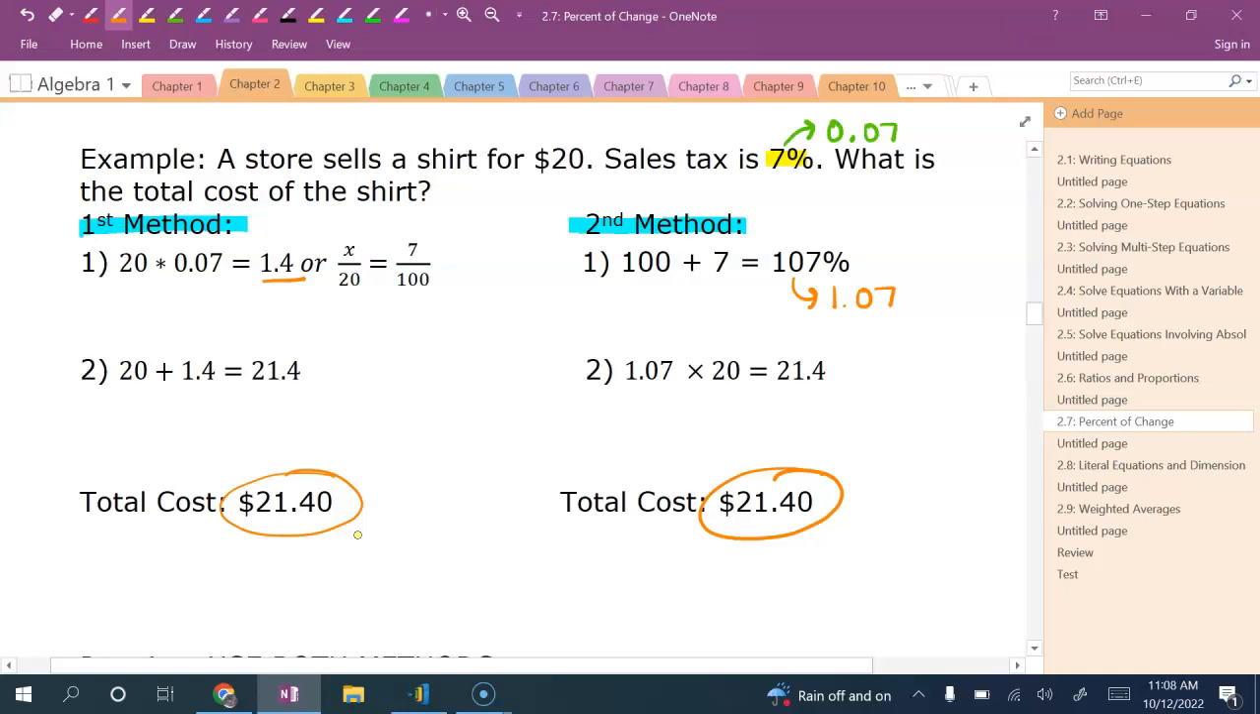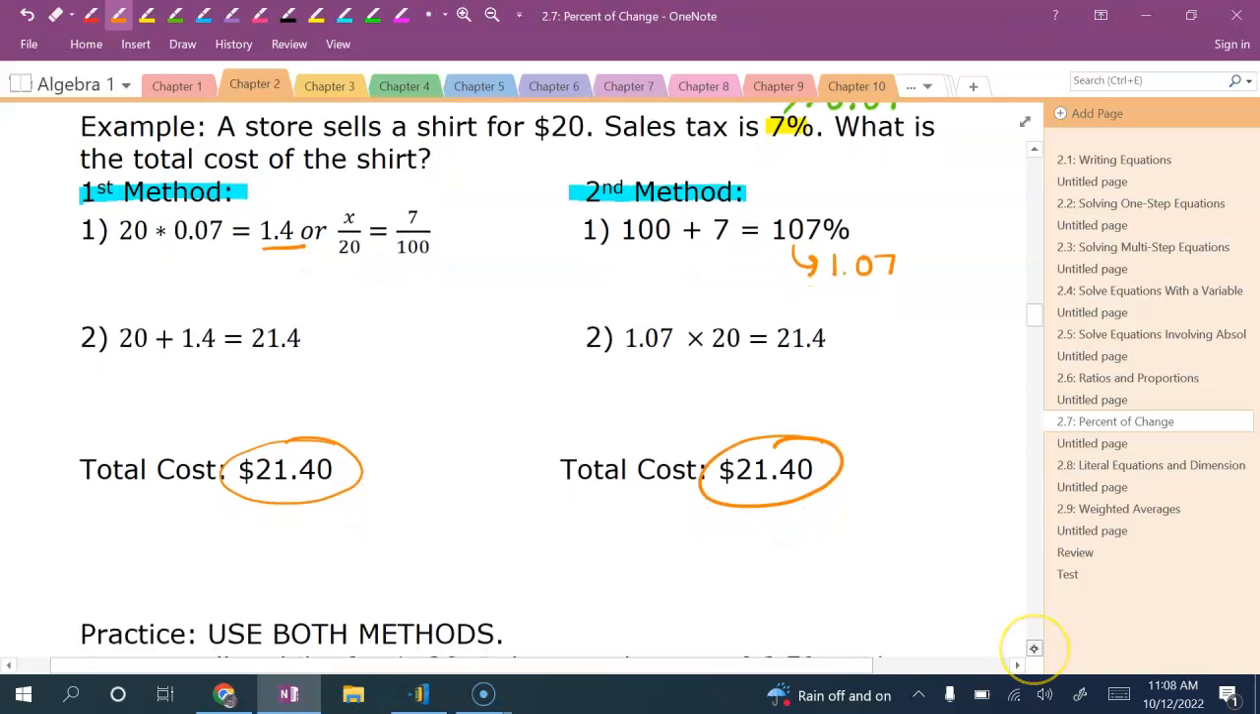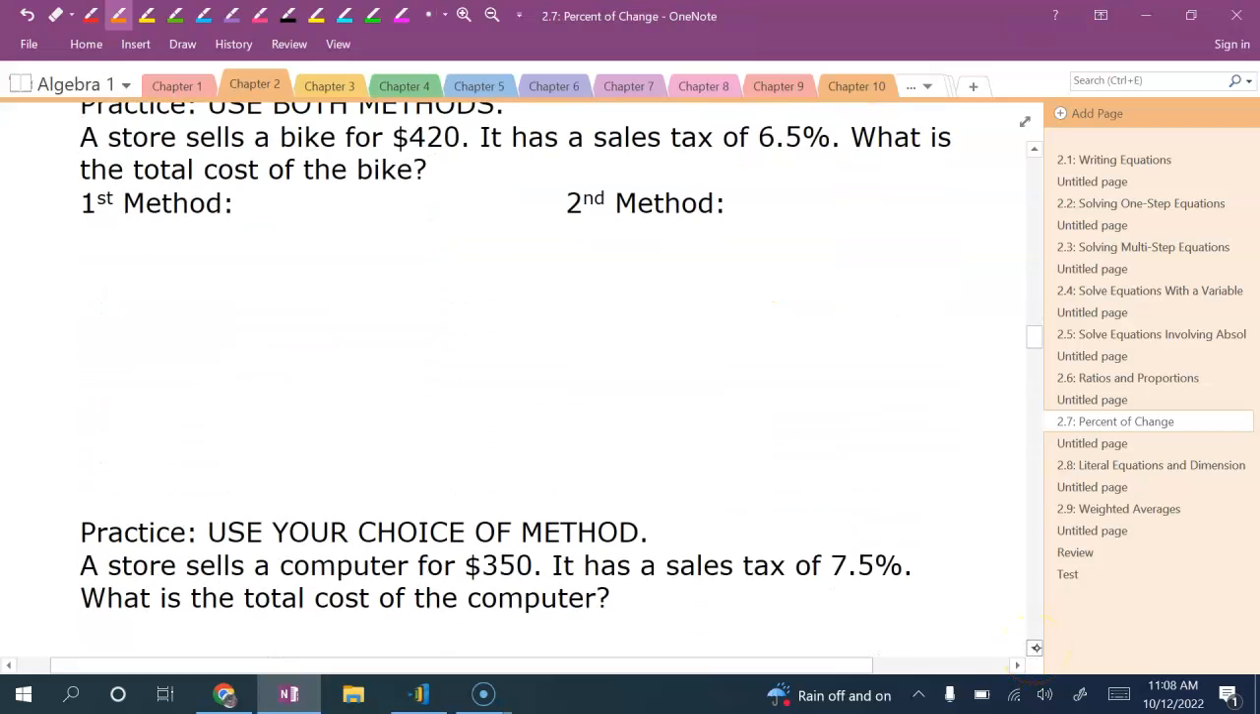It just depends on which one you prefer, which one maybe makes more sense to you or you think is easier. Some students really like the second method because it's a little bit quicker. You don't have to add anything onto your answer. You just do one calculation and you get your answer right away. So I want to practice here using both methods.